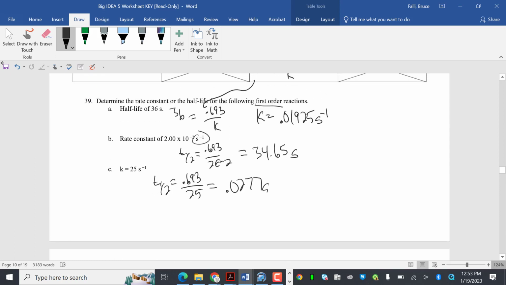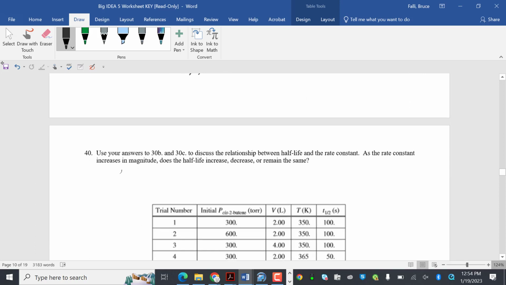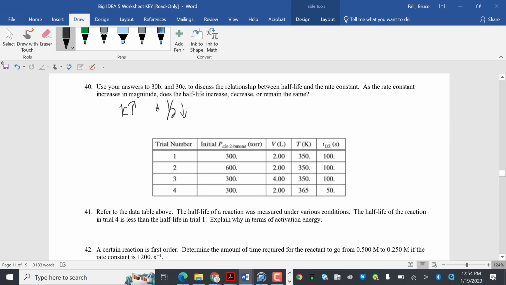So if we look at this, we've got 0.0195, so I'm going to make a little table, k and half-life. When k is 0.019, the half-life is 36. When k is 0.02, t1/2 is 34. When k is 25, it's 0.02. So notice as k went up, the half-life went down. So k up and half-life down. There you go. And that was straight in the notes too.